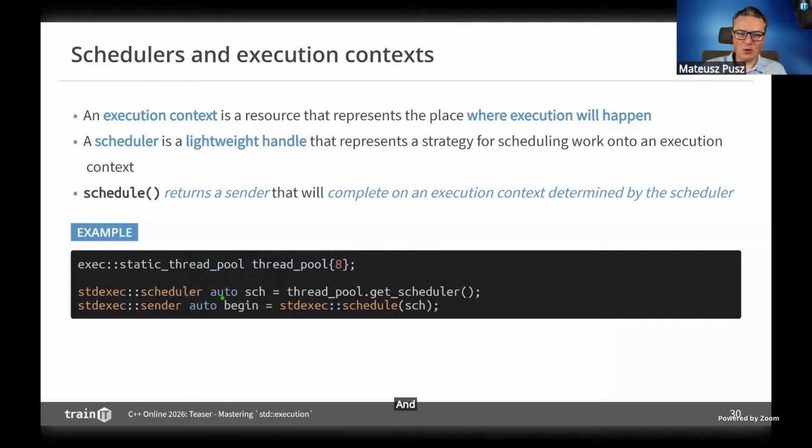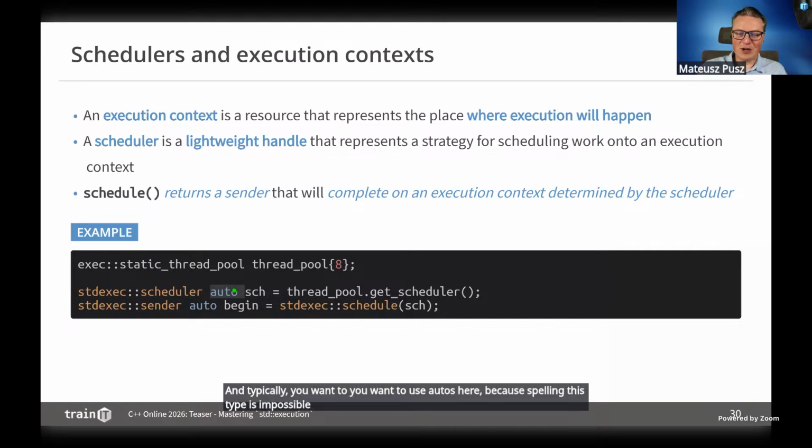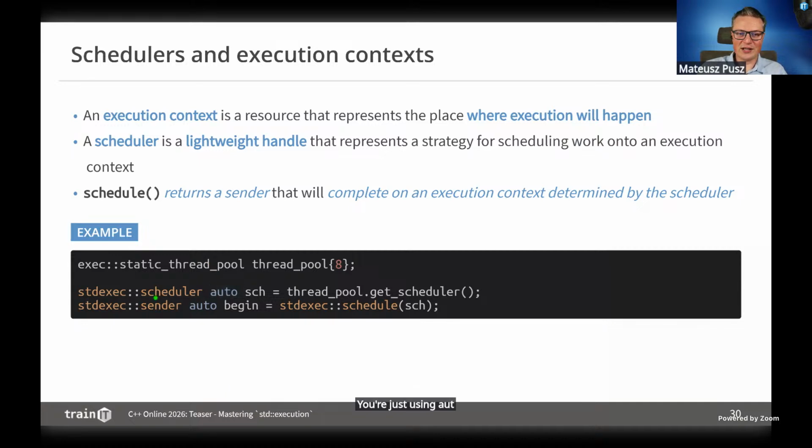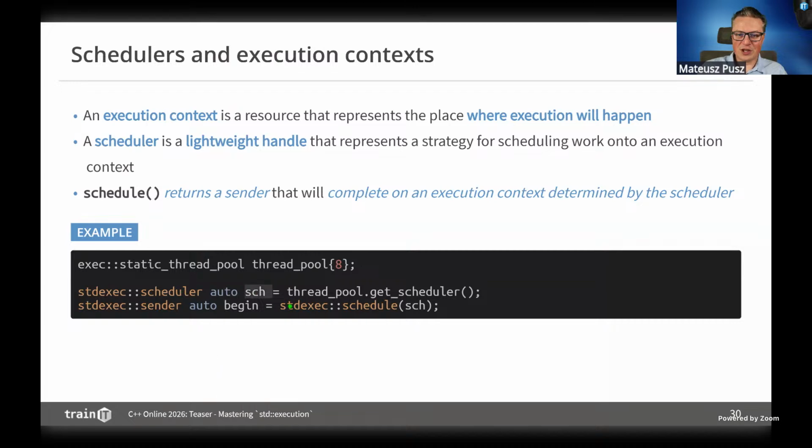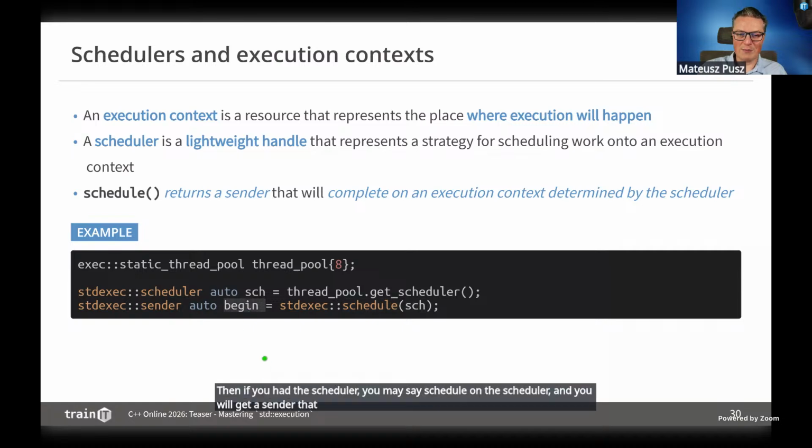And typically you want to use autos here because spelling this type is impossible. It's like trying to spell a view. If you play with views already, you know that you don't want to write the view type explicitly. This is similar. This is onion-like architecture. It will just nest and grow, nest and grow, nest and grow to some monster. You don't want to write it. You're just using auto, and with the concept, you can say exactly what category it is, so it's easier to reason about the code. Then if you have the scheduler, you may say schedule on the scheduler, and you will get a sender that's the beginning of your pipeline.